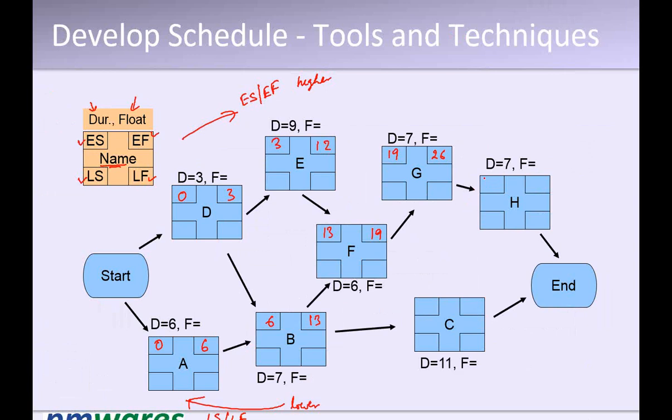Now here it is 26 and plus 7, 33. Now look at here. This is 13, so it will start on 13 plus 11 becomes 24. So what is the duration of the project? 24 or 33? 33, because the last activity is completing on 33. So we'll take the duration of the project as 33 and do a backward pass.